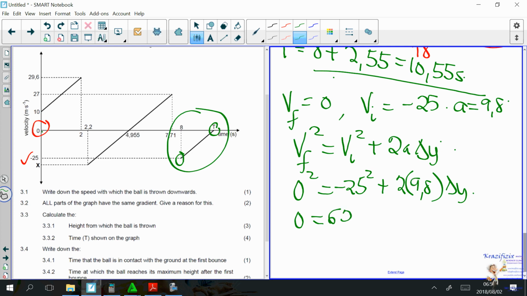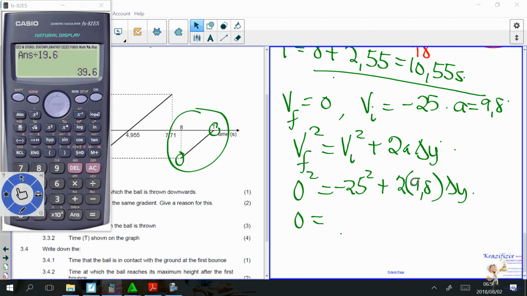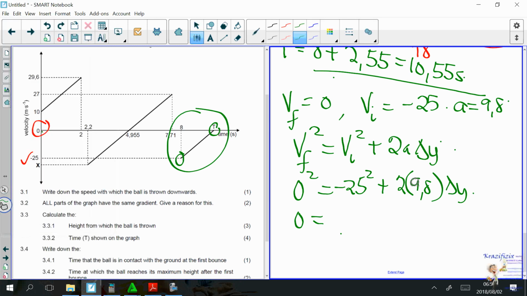All right. Let's confirm that 25 times 25. You have your calculator, please confirm. But we must learn some of these things just by heart. All right. 25 squared gives us 625. All right. 625 plus 19,6.